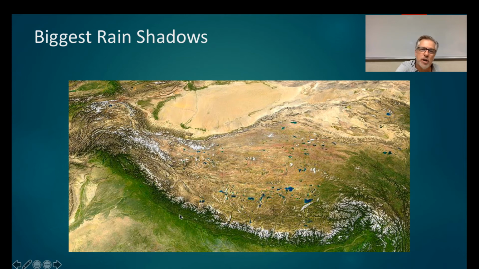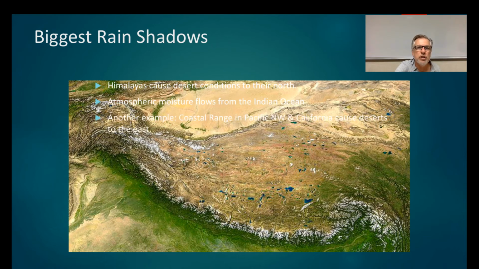When the monsoons come to this part of Asia, you get a tremendous amount of rain. The Himalayas cause desert conditions to their north. Atmospheric moisture flows from the Indian Ocean. And as I said earlier, another example of this rain shadow effect is the coastal range of the Pacific Northwest and California, which causes deserts to the east.